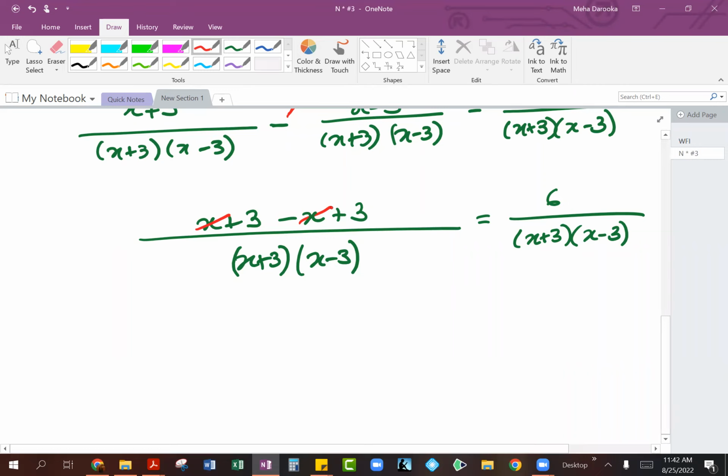Oh, no, we're leaving the denominator as it is now. We're not messing around with it. Okay. So as you guys said, the x's cancel out. So you're just left with 3 plus 3, which of course comes out to be 6.